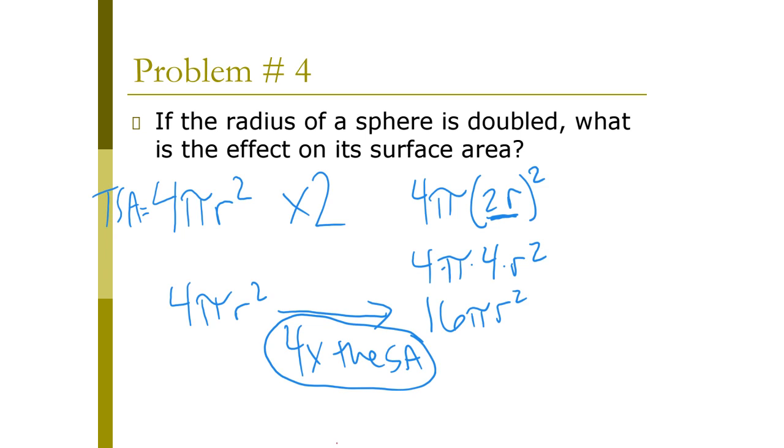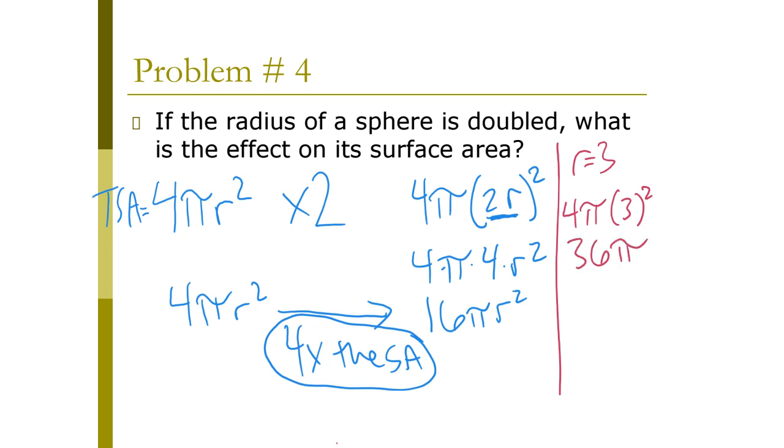Awesome. We could also check this out with actual numbers. Let's just say, for fun, because math is fun, that my original radius is 3. That would mean that my surface area, 4 pi 3 squared, is going to be 9 times 4, that's 36 pi. Now, if I were to double my radius, I'd have a radius of 6. So then I'd have 4 pi 6 squared.